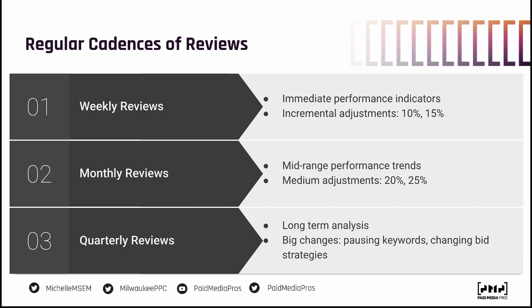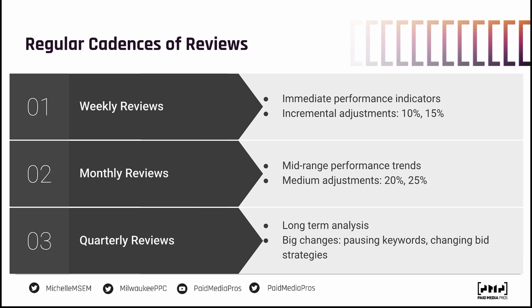We will also do monthly reviews looking for midterm performance trends. Here we have longer date ranges. We're only reviewing the monthly performance 1 month at a time, and we'll make some medium bid adjustments, whether it's 20 to 25%. And yes, these do clash a bit with the weekly performance reviews, but over time, they'll balance out to either increase your bid or decrease your bid based on how that keyword is performing.